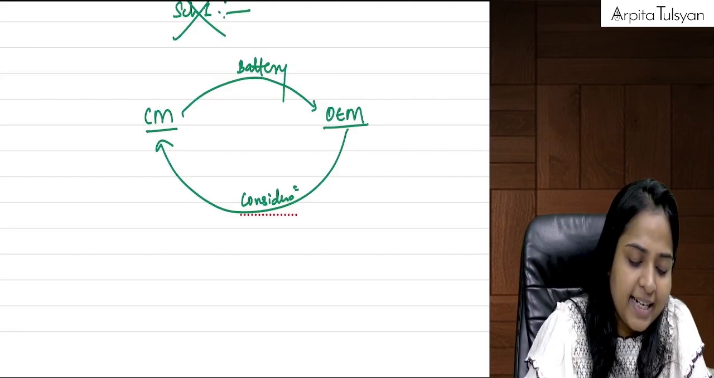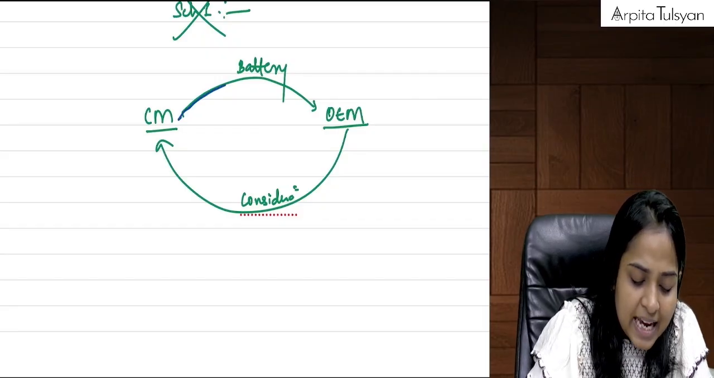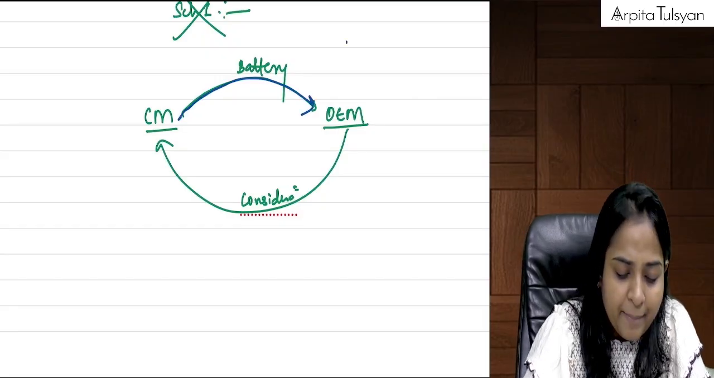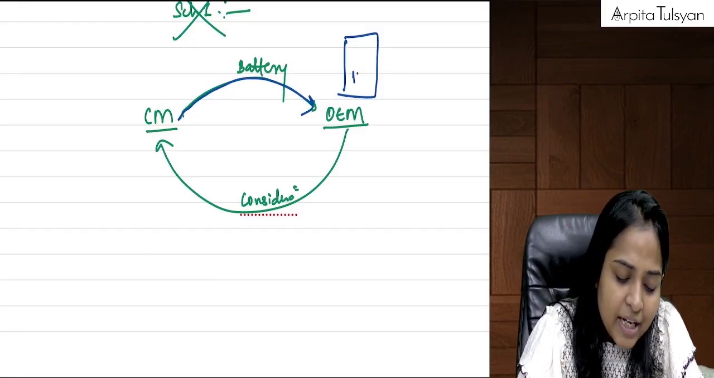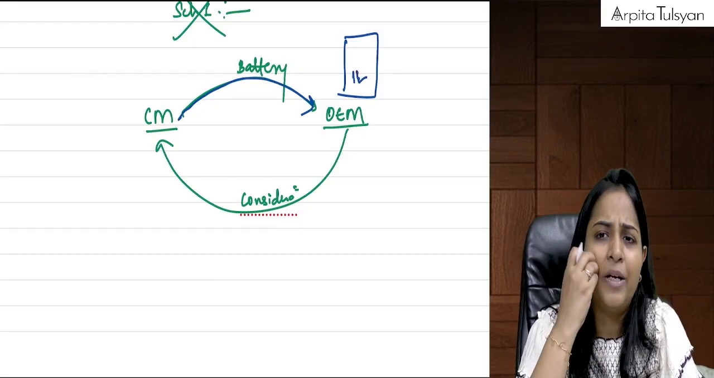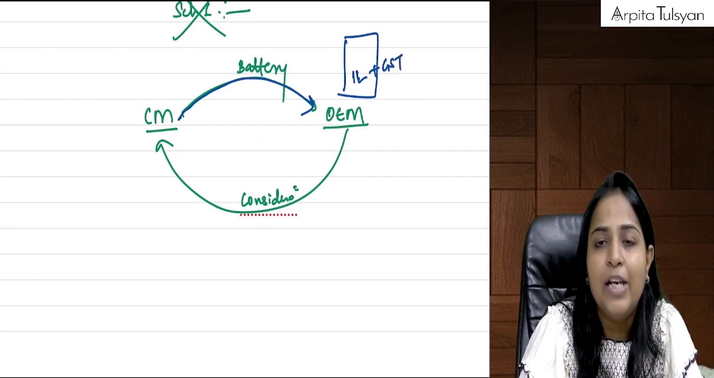Now the question that arises here is, when the CM is selling this battery to the OEM, can we say it is going to prepare an invoice on the OEM? Let's say the value of invoice is 1 lakh rupees. Okay, 1 lakh rupees plus GST is the value of invoice.